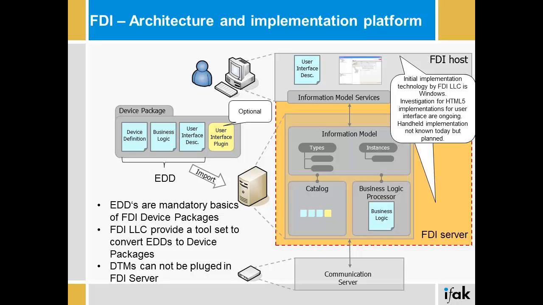This device package is brought into the FDI server, and in this FDI server it will be translated into the information model which is specified in FDI, and an FDI host can have access to detailed information of the device, where the user interface description is handled by the FDI host. This FDI host can be in the same PC or system as the FDI server where the device packages are located, or it can be in another system in the overall automation system, interfaced by OPC UA.